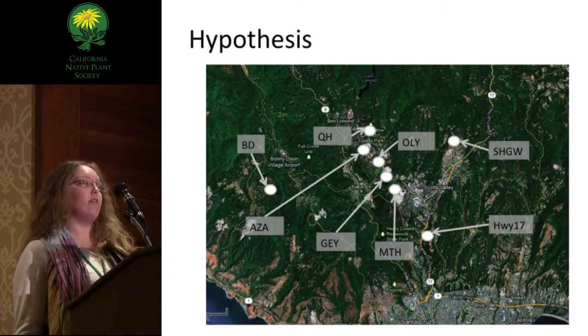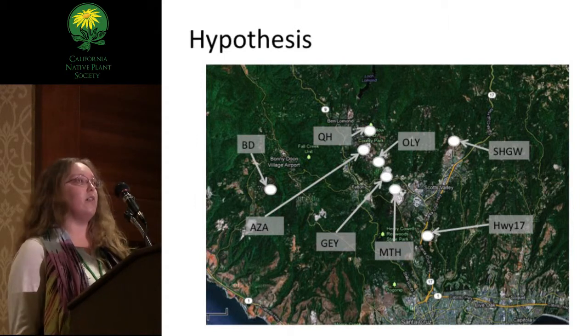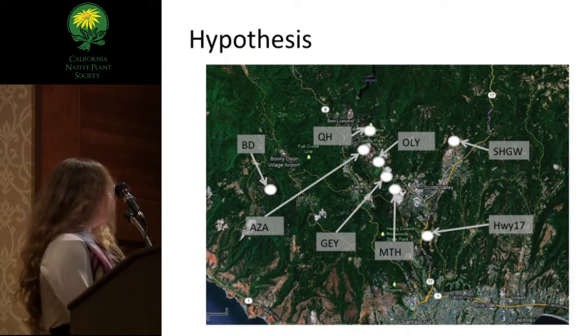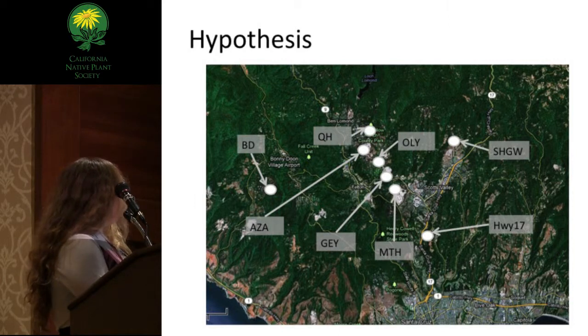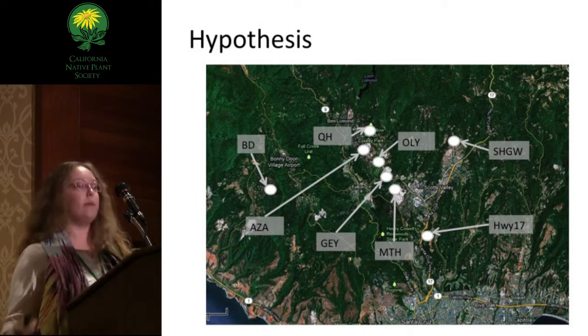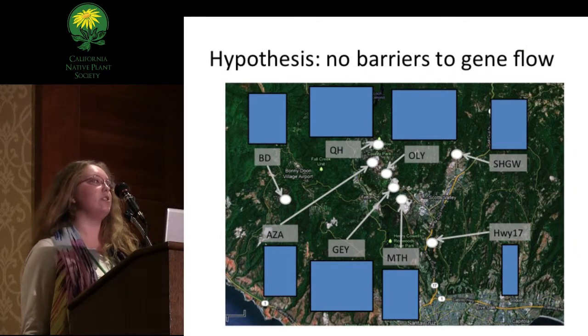So I'm going to present a couple of hypotheses to you that we came into this project with. These are our study sites, the 8 populations that we were able to find. You can see they're located right around the Scotts Valley area in a V, and with this one population that's very outlying comparatively. So our first hypothesis was that there would be no barriers to gene flow.